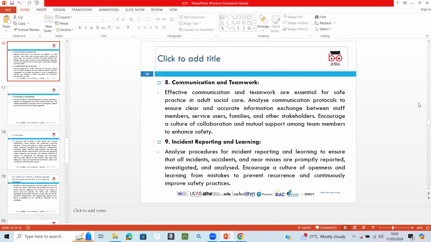Then, if we discuss incident reporting and learning, examining incident reporting and learning procedure is key to ensure a proactive approach to maintaining safety.